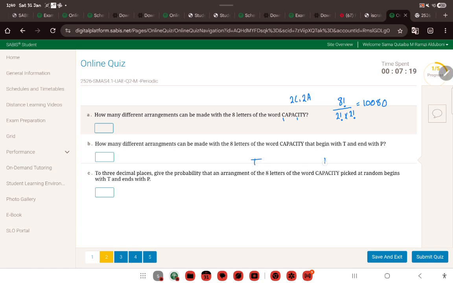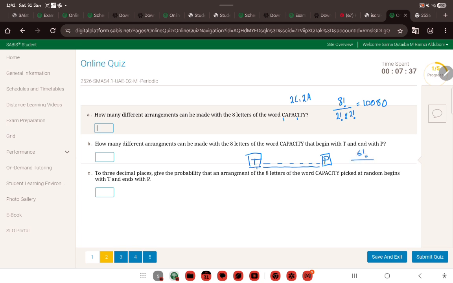How many different arrangements can be made with the 8 letters of the word capacity that begin with T and end with P? 1, 2, 3, 4, 5, 6. So they fixed T, they fixed P. So we can only arrange the 6 in between. So we do 6 factorial.